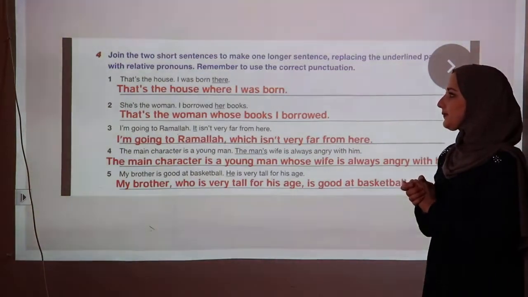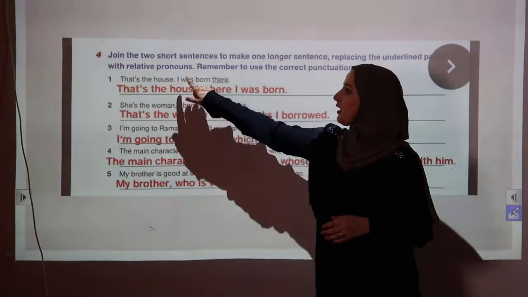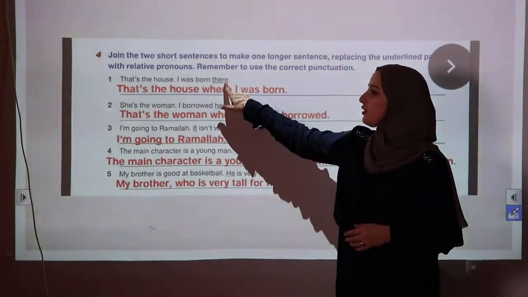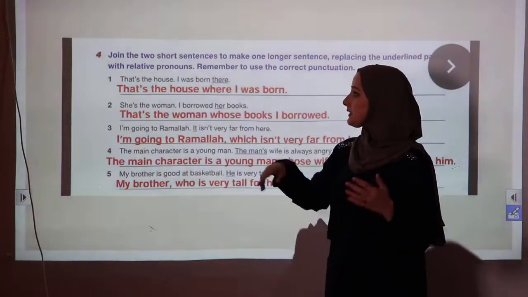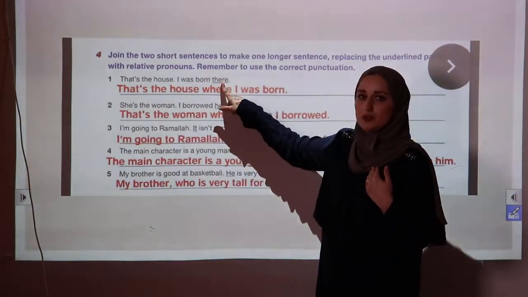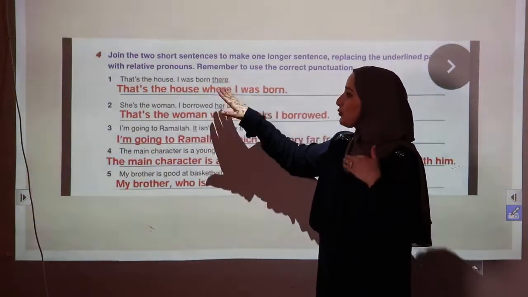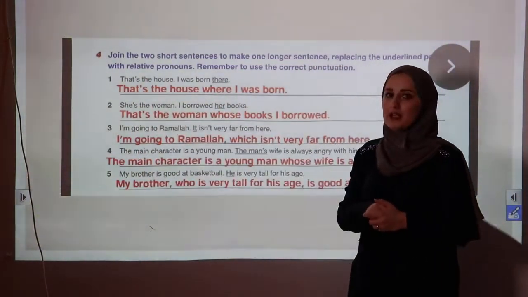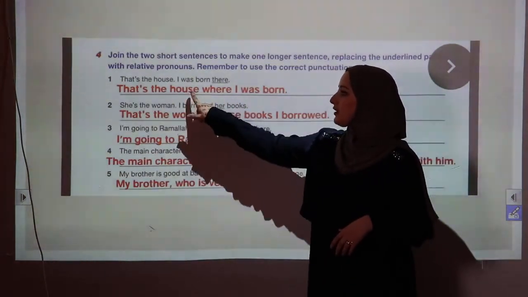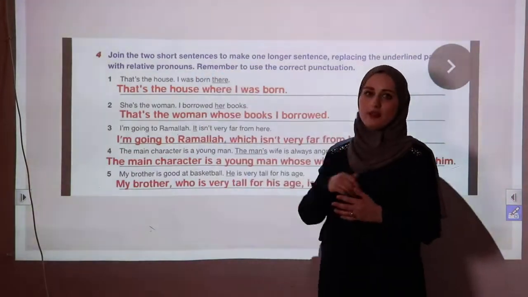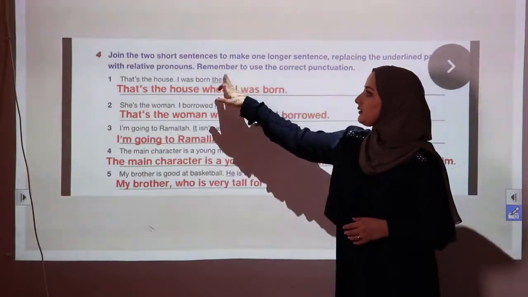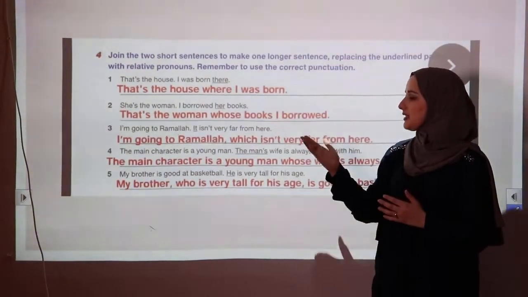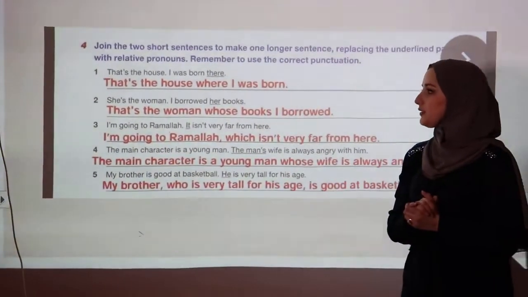Let's see number 1. That's the house. I was born there. Look at the second sentence. We have the pronoun there, which refers to the house. And as I said before, we use where instead of there. So it becomes like this. That's the house, the first clause, the main clause. You put where after the noun it describes, and continue the second clause. I was born. And you get rid, of course, of the pronoun in the first sentence. That's the house where I was born, full stop.